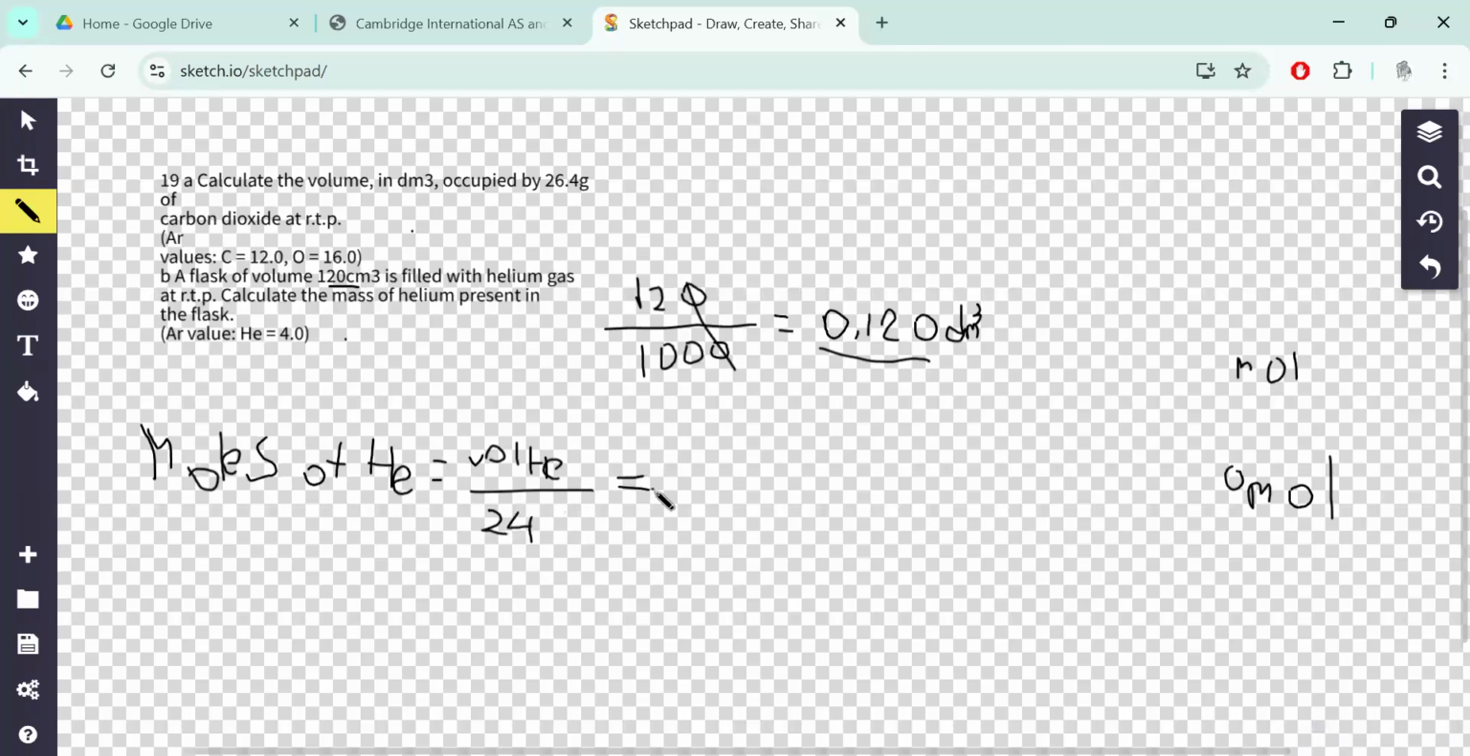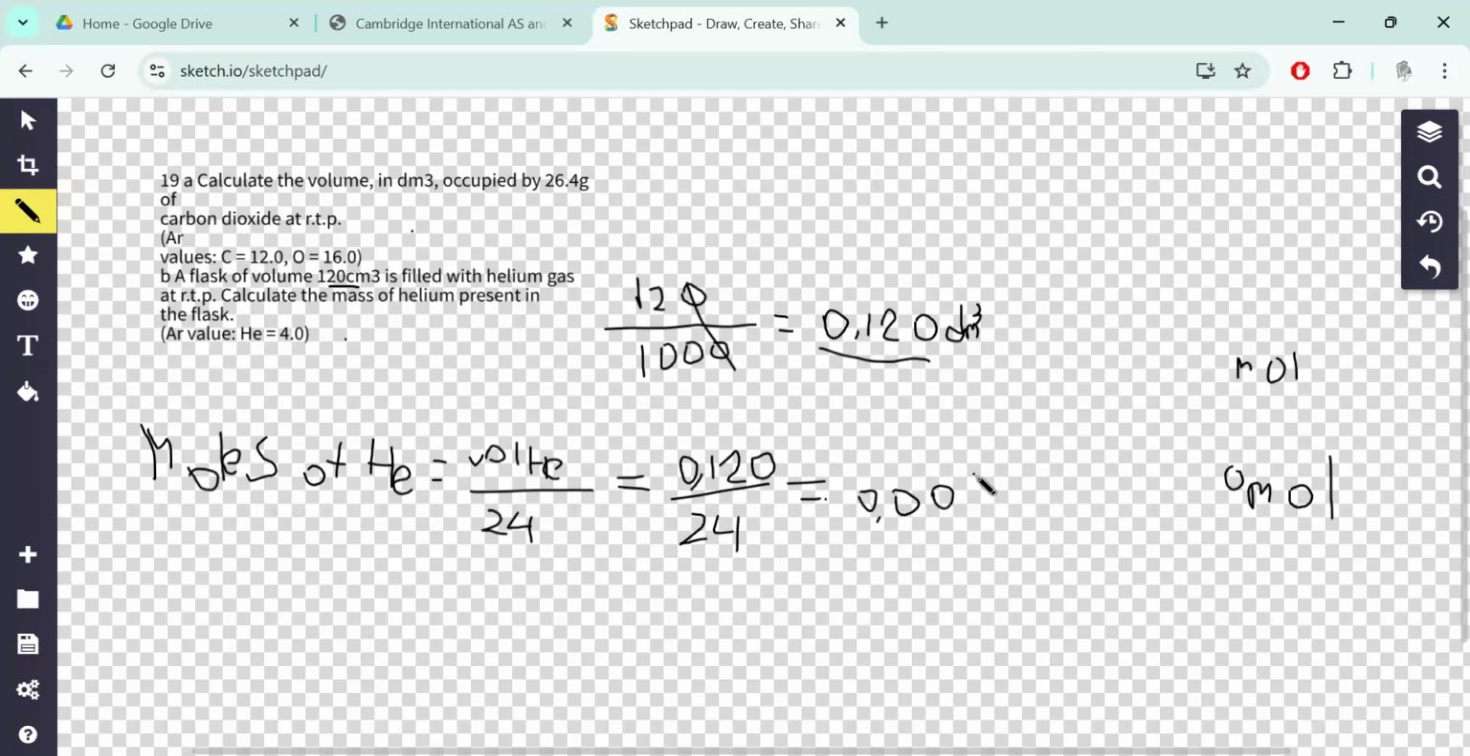I didn't write the units, but it's more suitable if you write them. Now it's better, to be honest. And now we have 0.120, so this is the volume. We are going to divide this by 24, and now the result would be 0.00500 mole. I don't think the other zeros would be necessary.